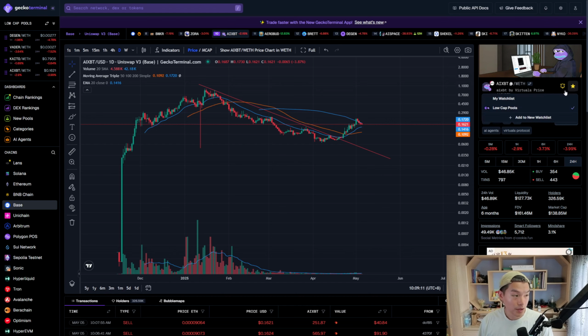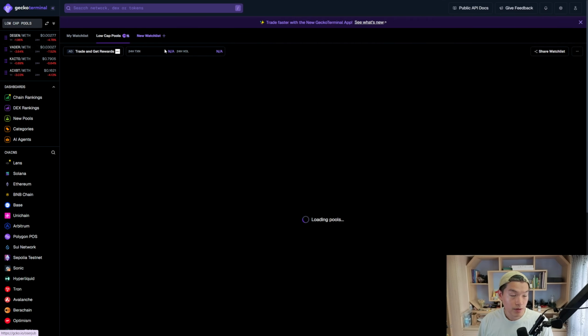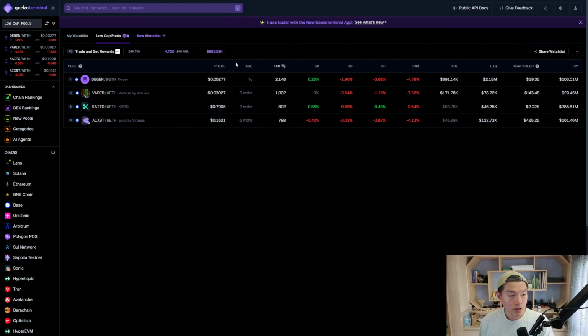And a nice thing you could do is you could also make a watch list. For example, I created a low cap pool watch list that I added this pool in, and you can see it here on the tokens that I've added. So I used to use DEX Screener for a lot of these processes, but I find that GeckoTerminal is actually quite good to do the same thing.